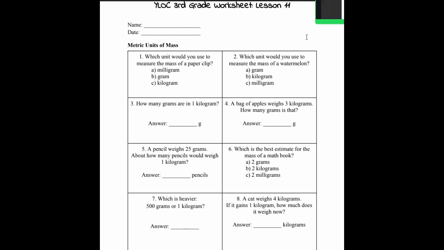Which unit would you use to measure the mass of a paperclip? Milligrams is for measuring pills, so it's not that. Grams is used for measuring small objects, so it's likely a gram, but let's look at the third option. Kilograms is used for large objects, so it's not that.